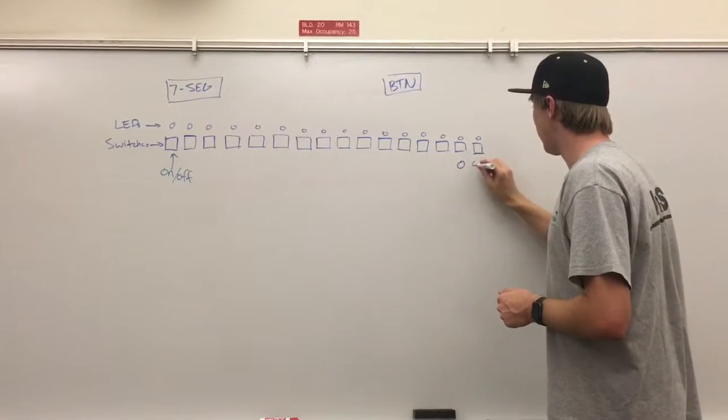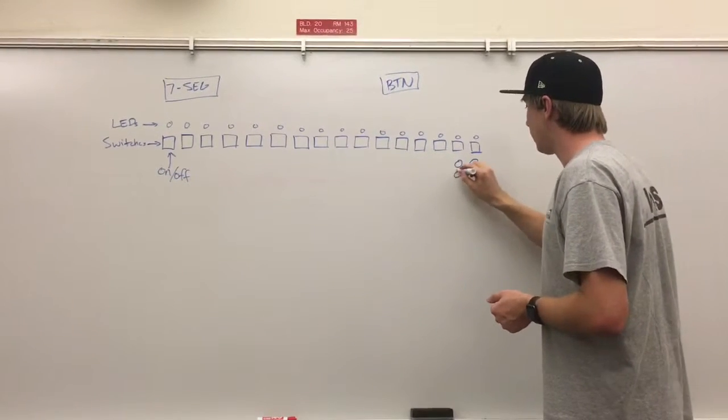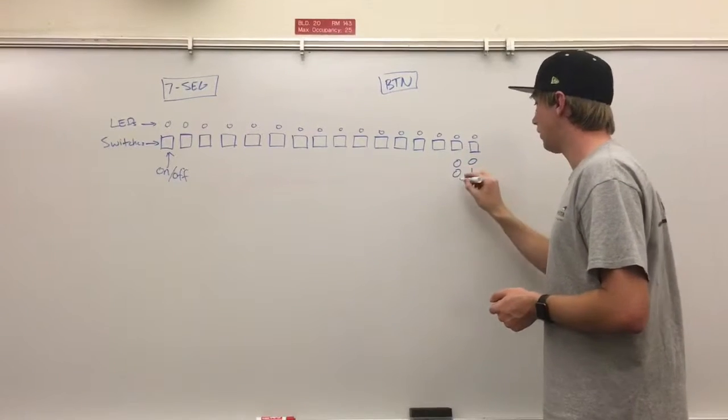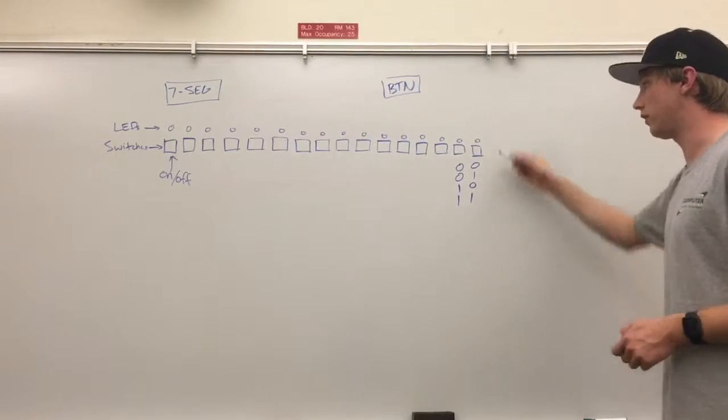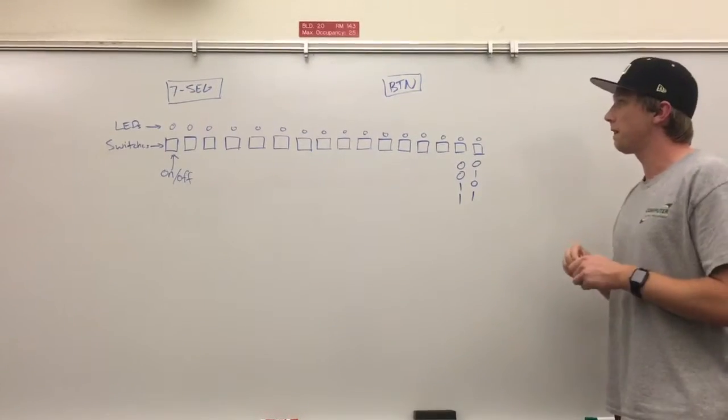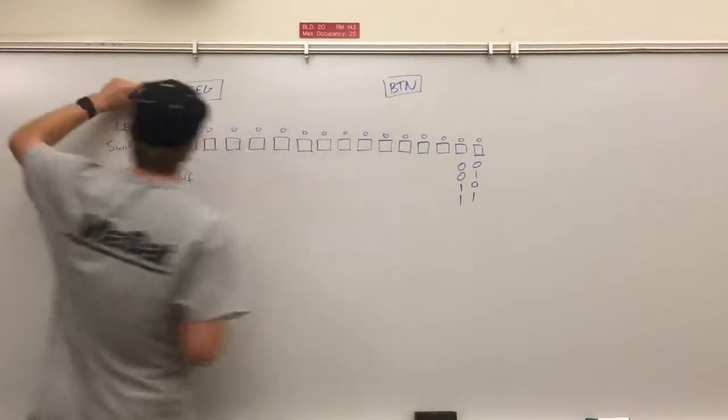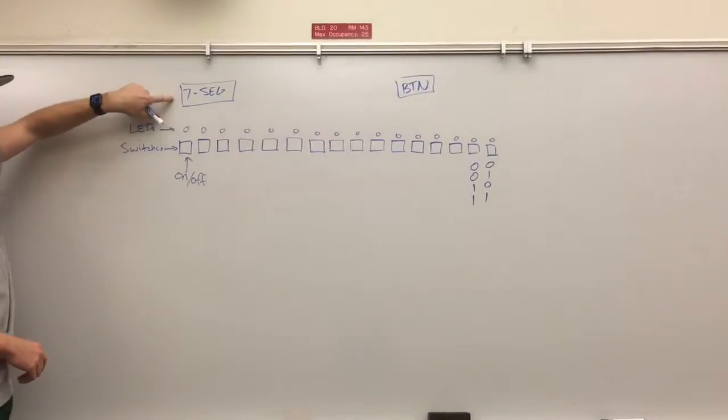So here we have round 1, here we have round 2, here we have round 3, here we have round 4, and obviously these correspond to these switches being high or low. And here is where your score gets displayed on the 7-segment display.